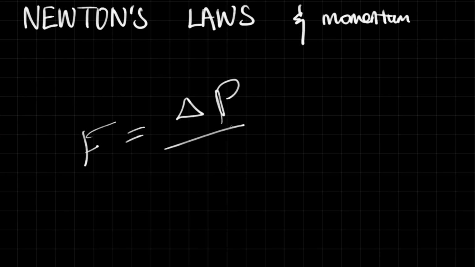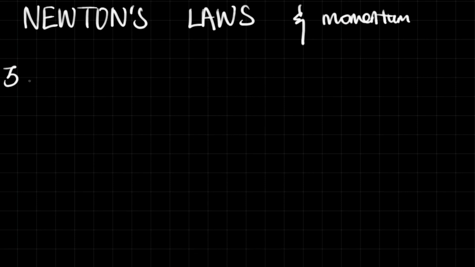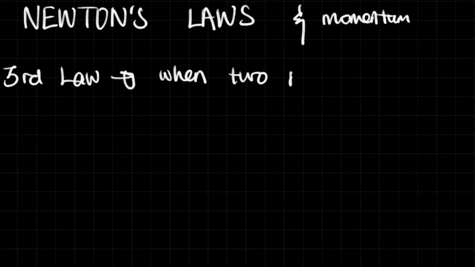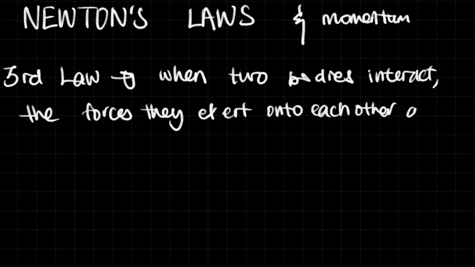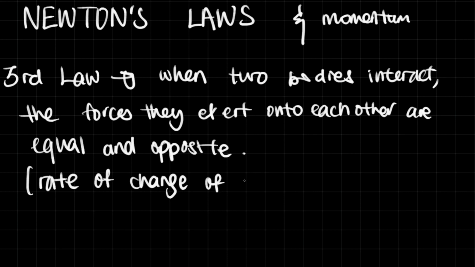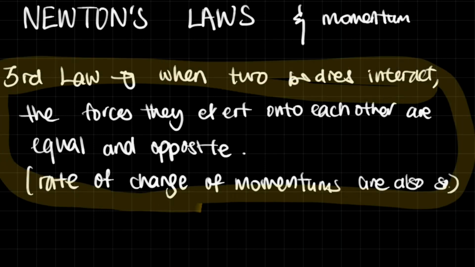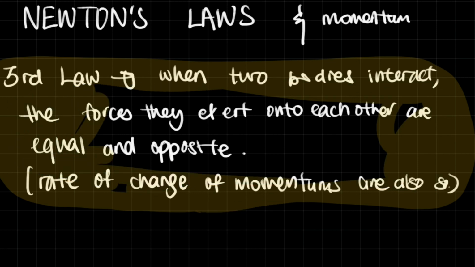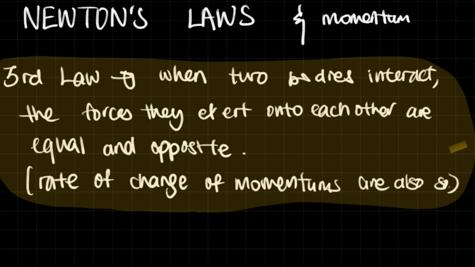We can also represent this by showing that F equals delta p divided by delta t, which is the rate of change of momentum. Remember that it is divided by delta t. We can also talk about it in the third law, which tells us that when two bodies interact, the forces that they exert on each other are equal and opposite to each other. We can relate that to momentum by saying that the rate of change of momentum that they exert on each other because of the forces are also going to be equal and opposite to each other. So these are the two different ways that we can relate the second and the third law of motion to what we've learned about momentum.